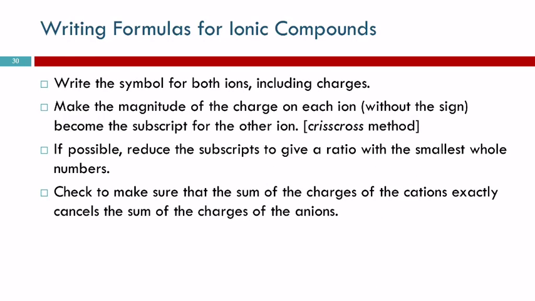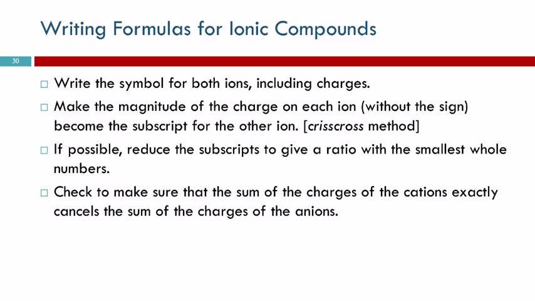So when we're writing formulas for ionic compounds, we write the symbols for both charges first. This is kind of like the showing your work part. Do not skip this until you get good at it. The first thing you need to do is write the symbol for each of the ions, and you need to include the charges. We have to look at the charges because the charges tell us how many of each go together. Then you need to make the magnitude of the charge on each ion become the subscript for the other ion.